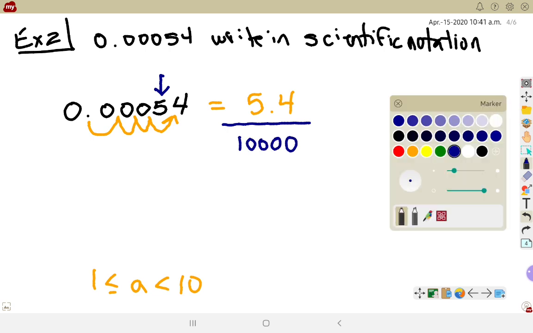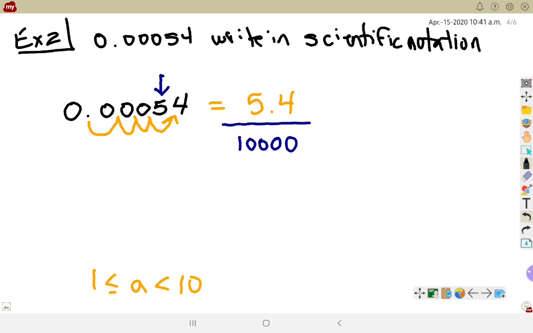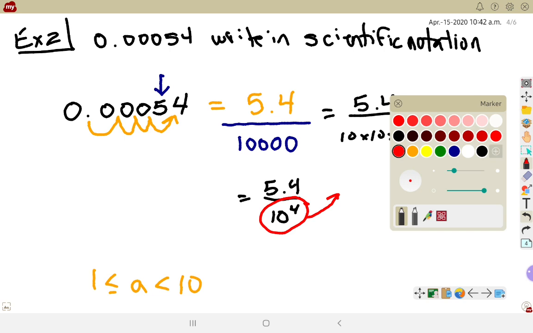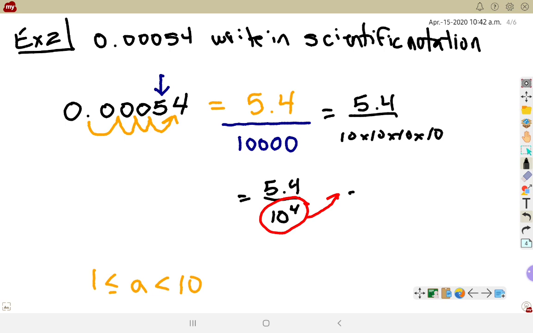Okay? Now, I don't want to write that as divided by 10,000 because I need to know the exponent on the 10. So I'm going to rewrite the 10,000 as 10 times 10 times 10 times 10, right? Because there are 4 tens in 10,000. So now I have 5.4 over top of 10 to an exponent of 4. But that doesn't help me. I need to move that 10 up to the numerator. But if I move it from the denominator up into the numerator, the exponent is going to change from being positive to being negative, right?